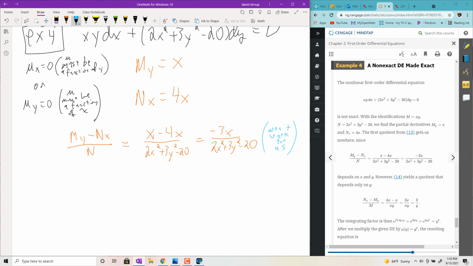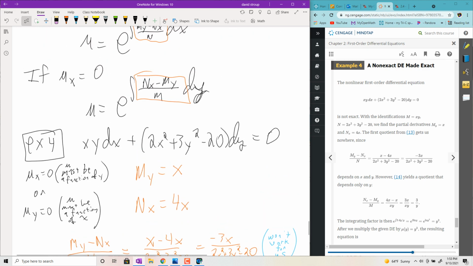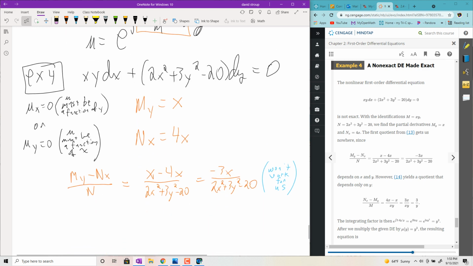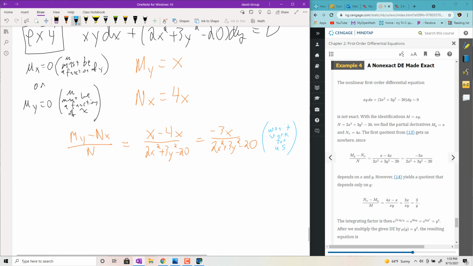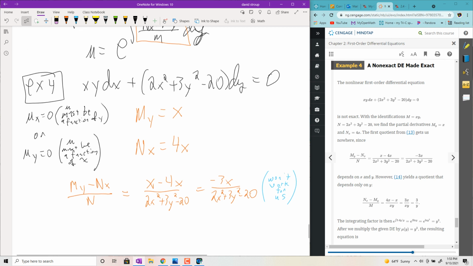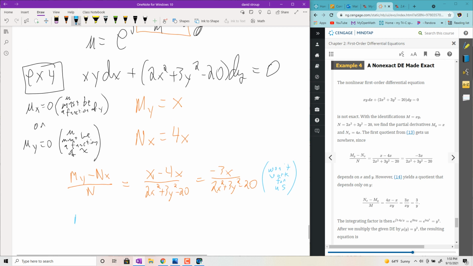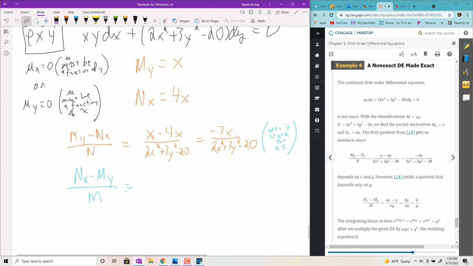Because if you took the derivative, and in this case we would want the derivative with respect to y to equal 0, it just wouldn't. It wouldn't equal 0 because you've got that y in the denominator. Let's look at the other form then, the nx minus my all over m. Let's make sure that's right. Nx minus my, yeah. So in this case, it's 4x minus x all over xy. That'll equal 3x all over xy, which will equal 3 over y.